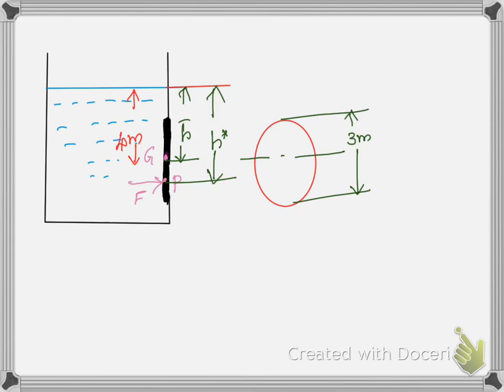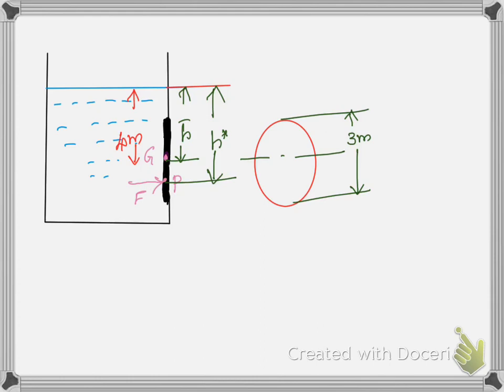This is what is given in the problem, and as usual I have written the h bar and h star. It is also given that the torque is required to maintain the disc in equilibrium in the vertical position when the head of water above the horizontal diameter is 4 meter. Which means my h bar value, that is the center of gravity value, is given as 4 meter.